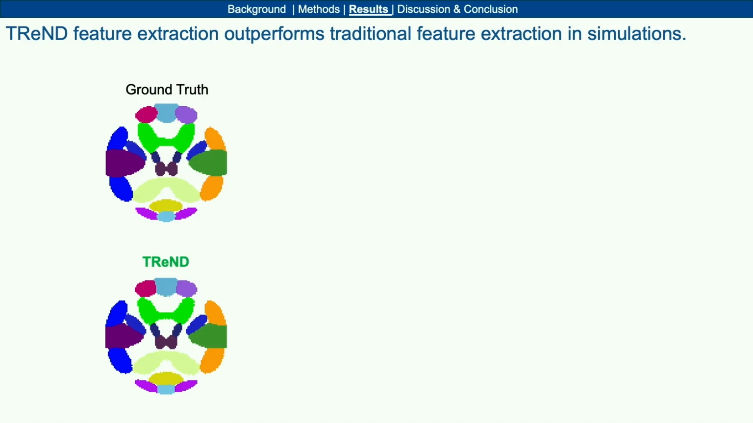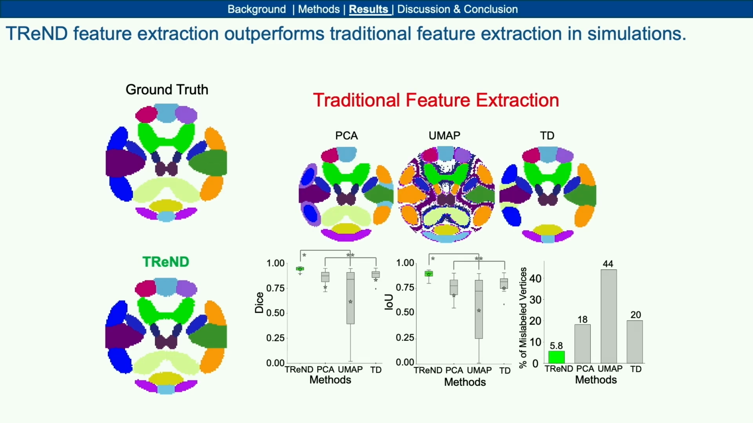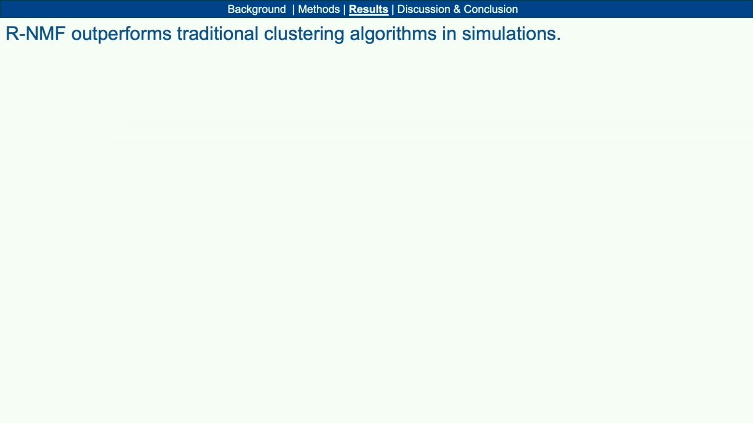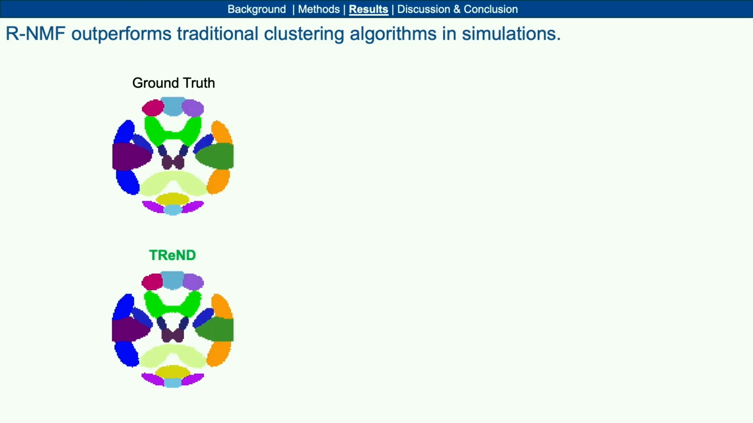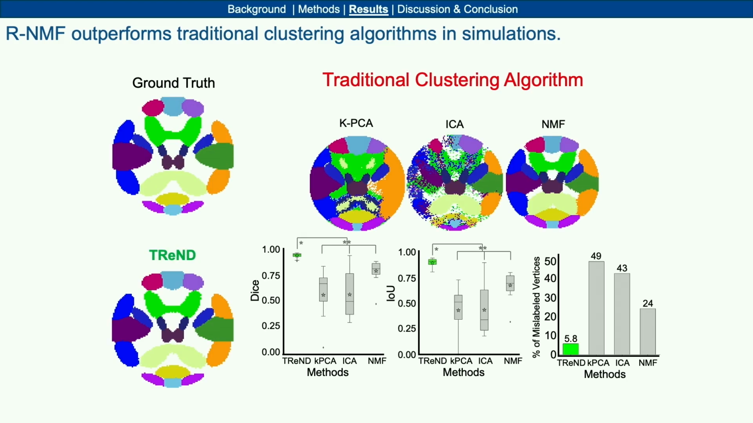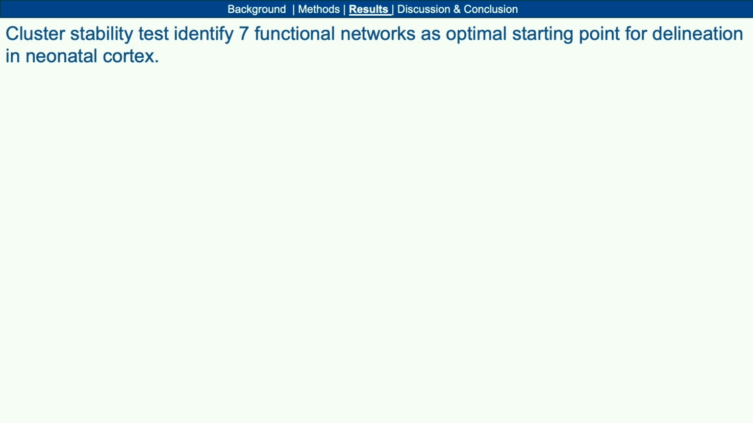So this is the ground truth, and you can see the trend is very similar to the ground truth. Now, interesting, feature extraction. For feature extraction using PCA, UMAP, and tensor decomposition, you can see that our method has a misclassification rate of less than 6%, whereas PCA is 18%, UMAP is 44%, and TD is 20%. Similarly, the clustering methods show the same thing, where NMF was 24%, but the version we created has 5.8%. And similarly, ICA and KPCA have 49% and 43%. Now, that's all about the simulated data. We don't care about that.